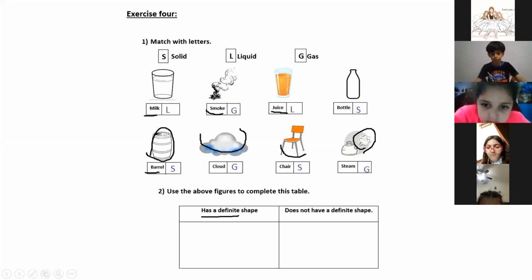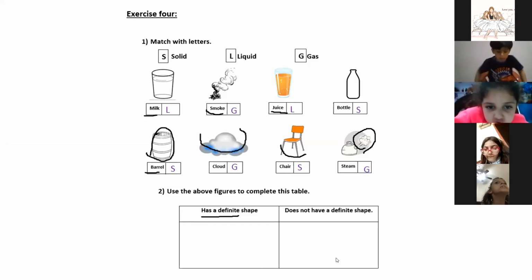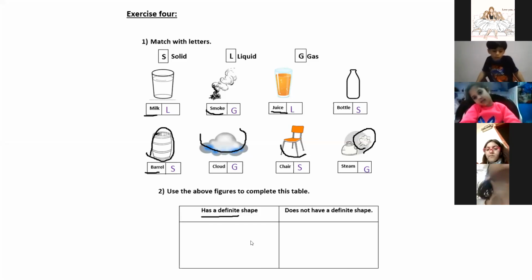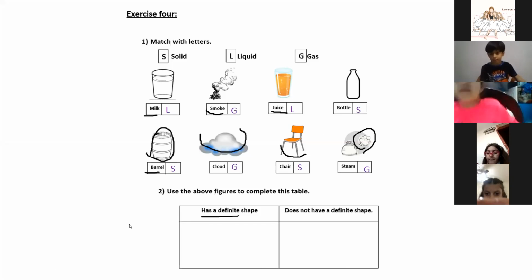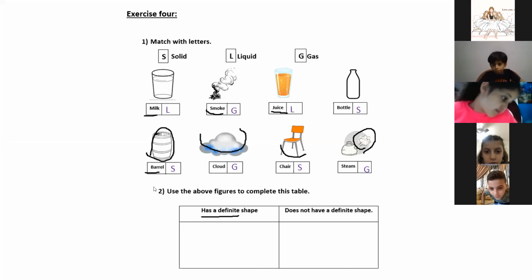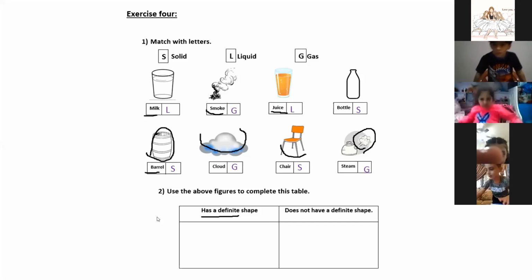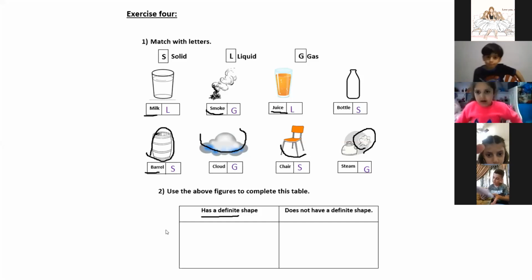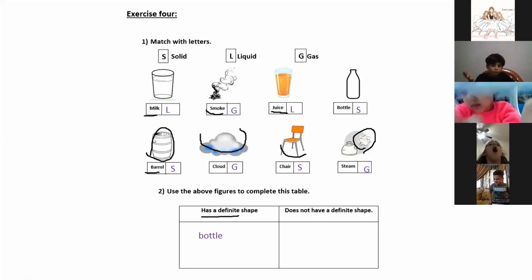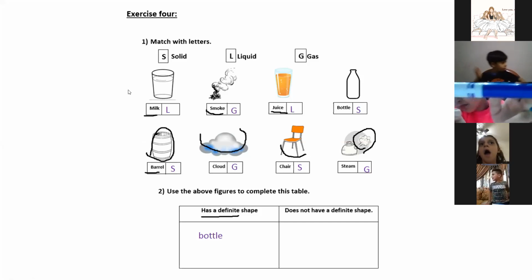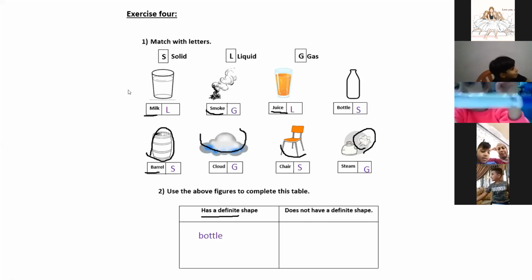Now we have to use the figures that we have above to complete this table. We have two columns: has a definite shape, or a fixed shape that doesn't change, and does not have a definite shape. What should we write here? Who's gonna tell me first? Mohni, what should we write in the first column? Milk. Has a definite shape. The shape of the container. Okay.